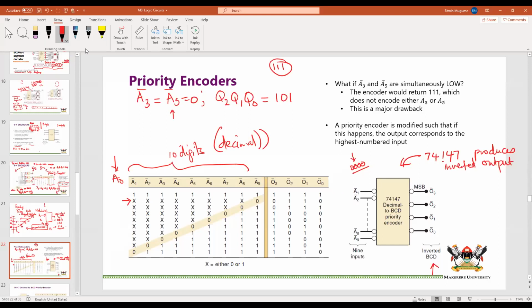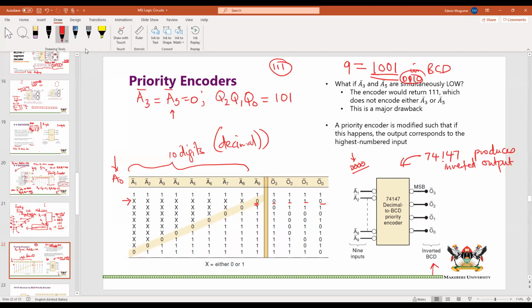Right. Now, when A9 is 0, that means A9 is in its active state. We know that 9 in decimal is equal to 1001 in BCD. Okay, binary coded decimal 9 is 1001. Our output is instead now 0, 1, 1, 0, which is just the inverted code of that, which is 1, 0, 0, 1. Right. Now, however, what happens?